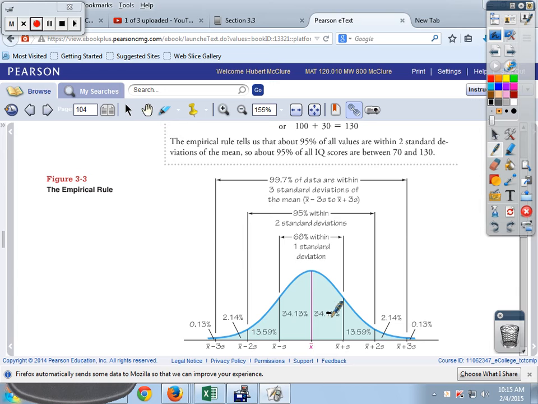Just take that off. Change this to 5. So it's 2.5, 13.5, 34, 34, 13.5, and 2.5. Most of the time when a teacher is teaching, they're going to rattle off those percentages.